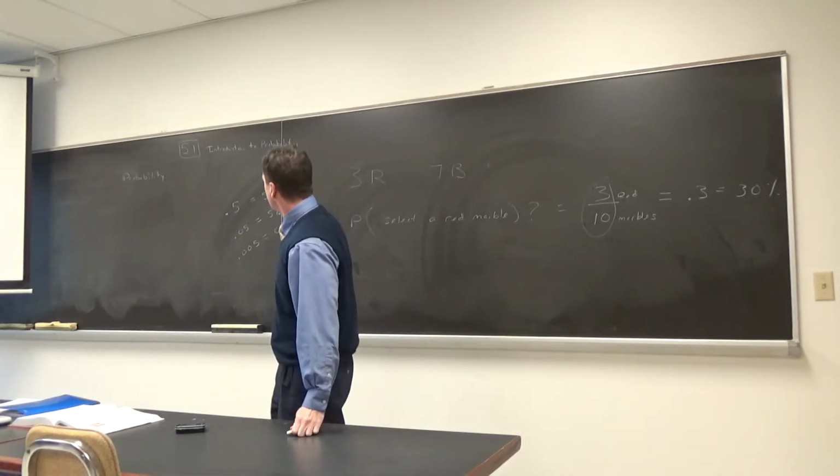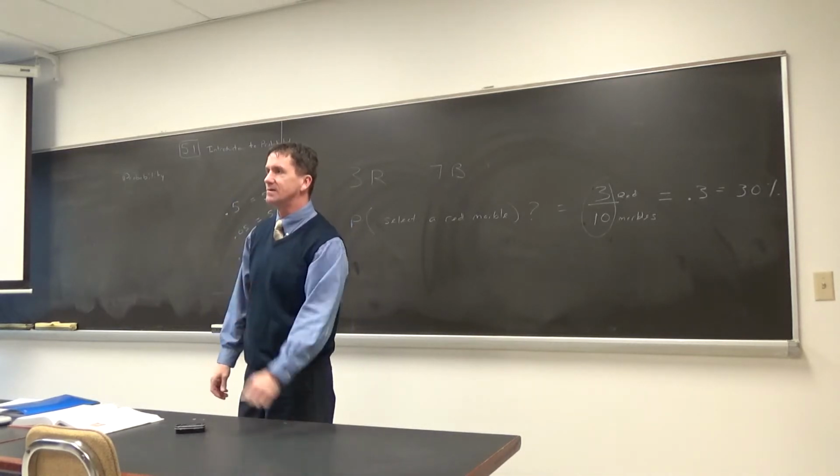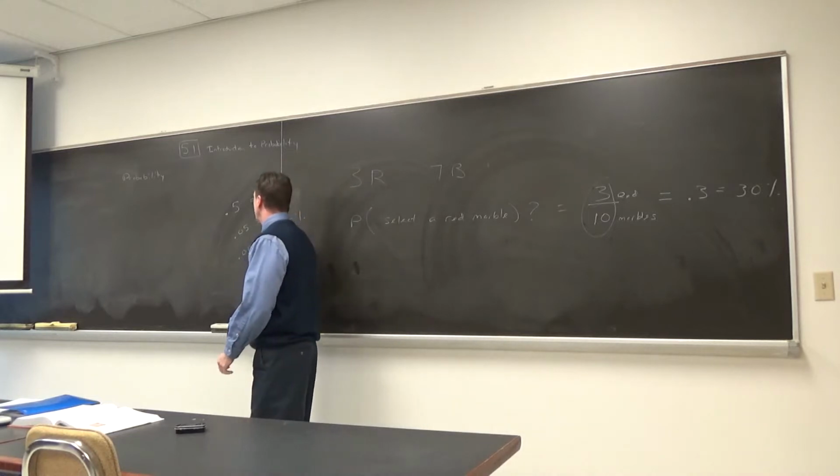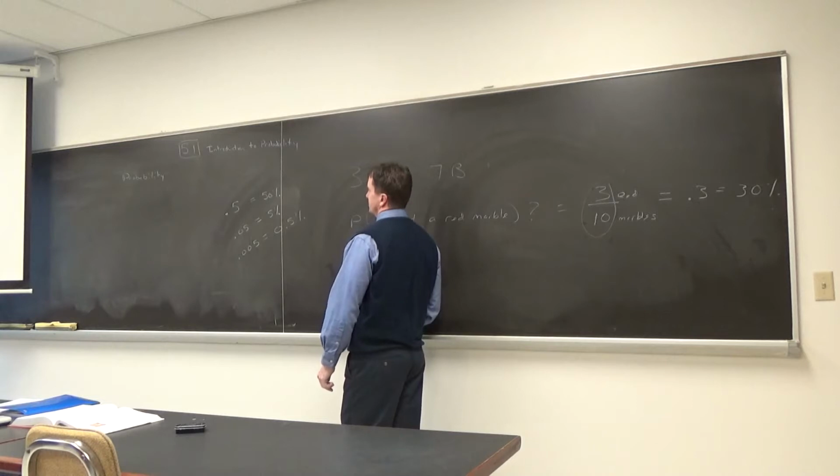7 out of 24. My odds of winning the lottery, 1 out of a million. Right? You can write it that way. But just be careful when you're writing in terms of percentage or just writing it as a decimal.